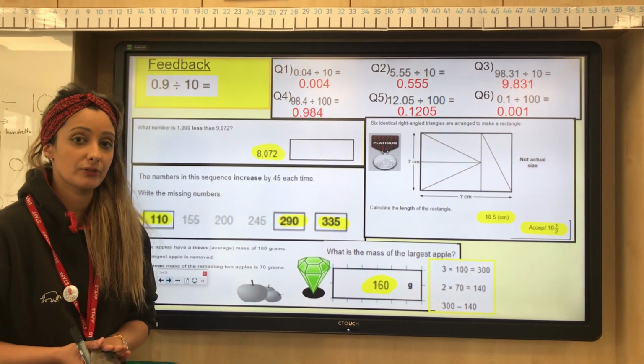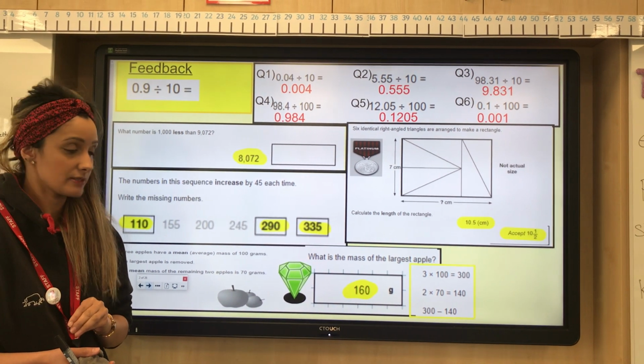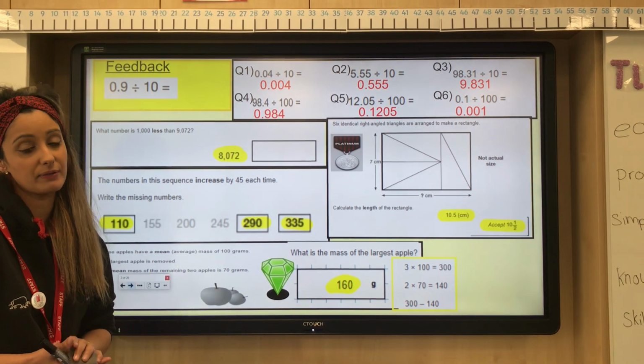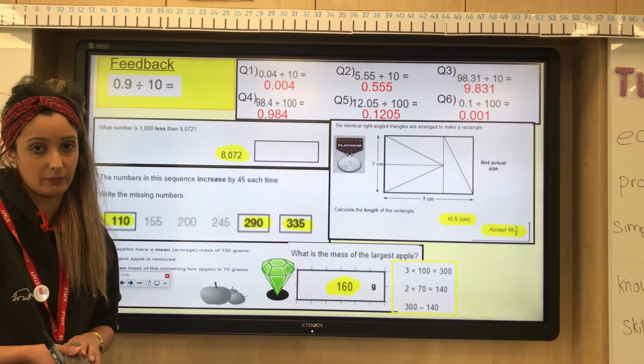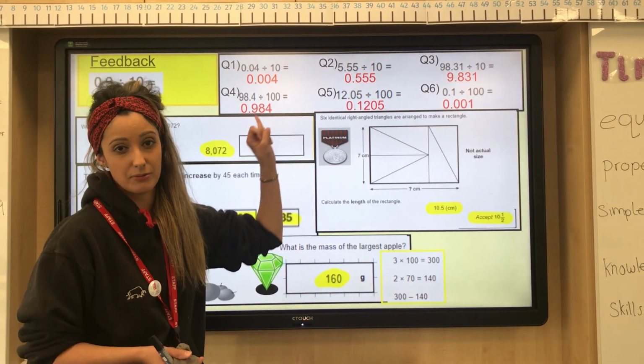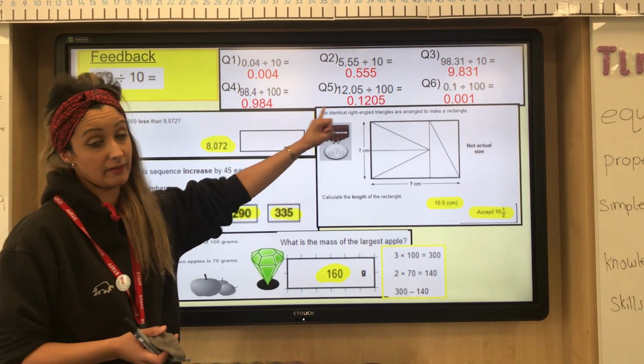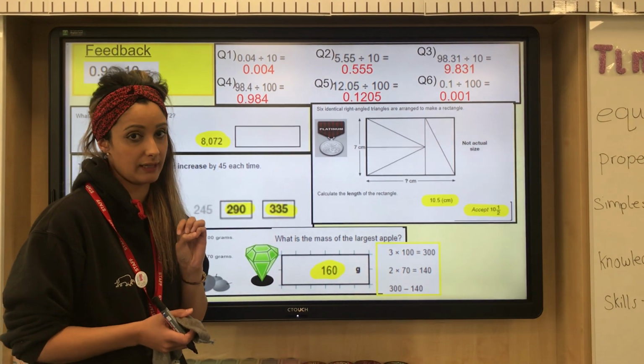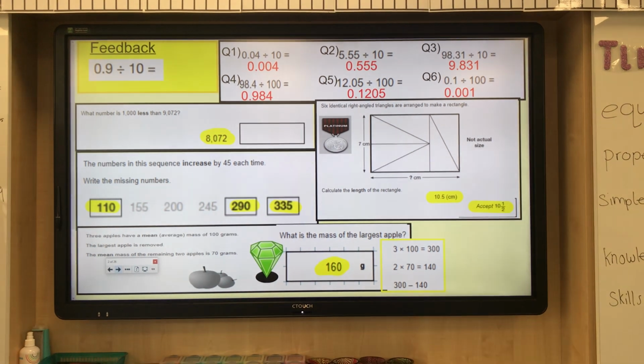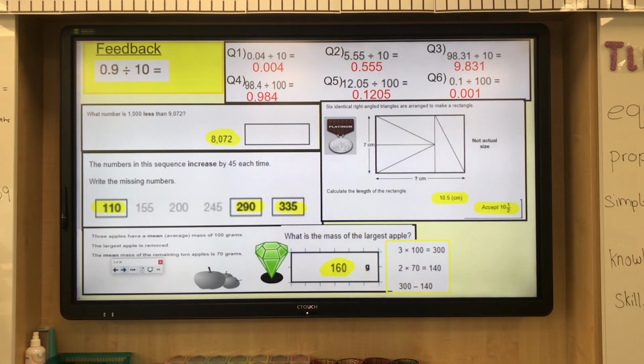So it's really important that the children are able to self-assess at this point. We would then put up the answers and we would allow children to self-assess their work. If there were any misconceptions, or for example a child wanted one of these questions modelled, we would model that. So take the time to self-assess your work.